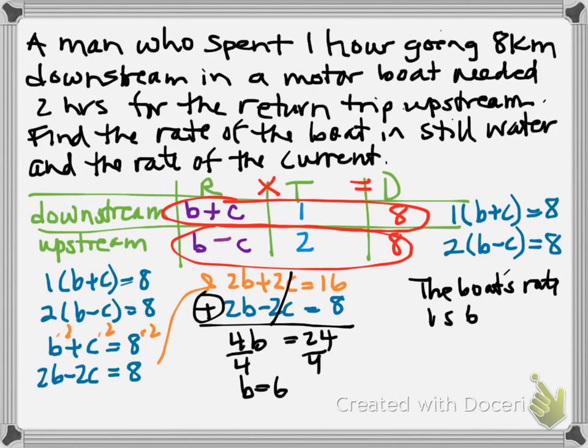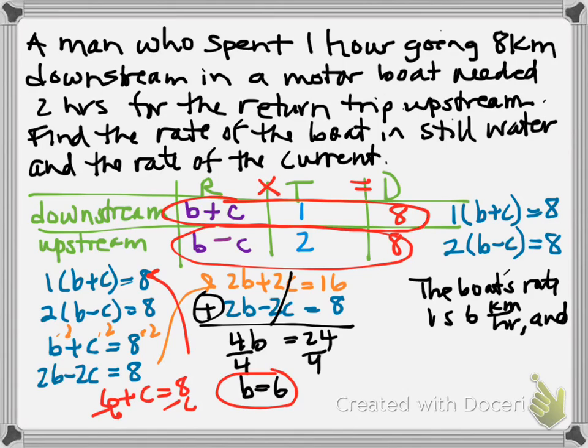Kilometers per hour. Okay, and so now I'm going to take this and plug that number back into either original equation. I'm going to go with this guy and figure out what the current would be. So that would give me 6 plus c equals 8. Subtract 6 from both sides, and I get c equals 2.